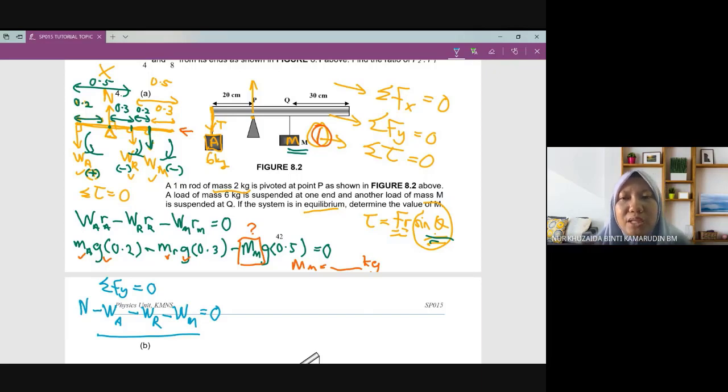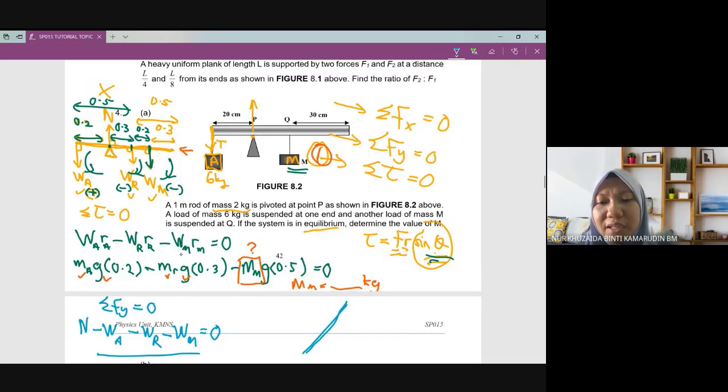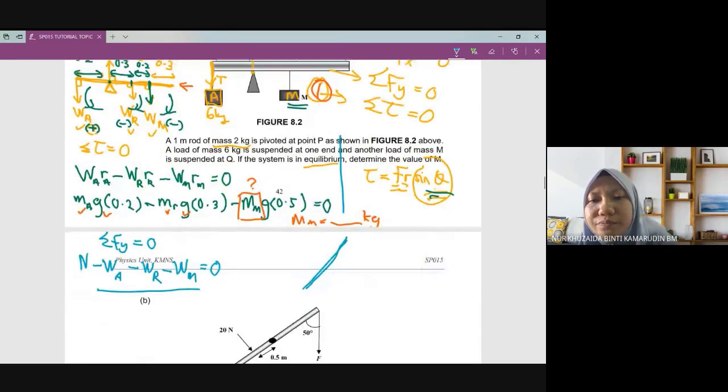Okay, same thing with the summation of Fx, tapi in this case kita boleh nampak there's no force in X component. So tak perlu gunalah summation of Fx tu. Okay, in this case you ada something like this one. Okay, contohnya benda ni tersandar sebegini. Oops.